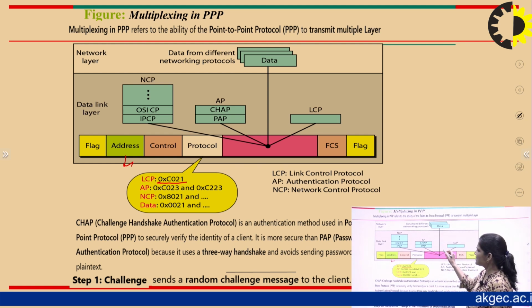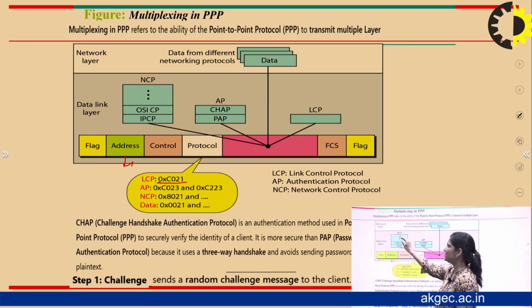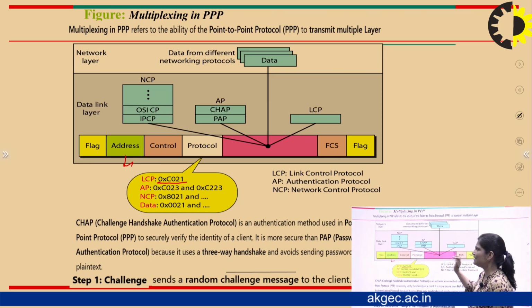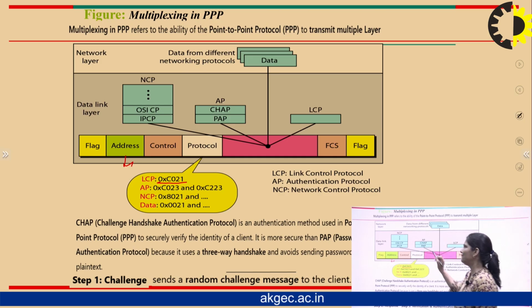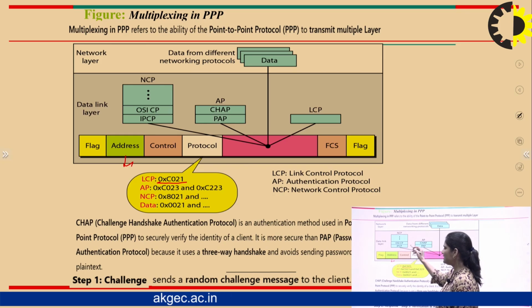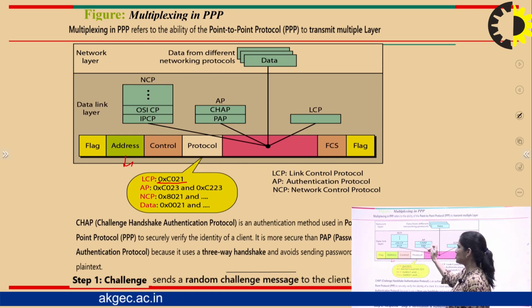Now here this is data. So this is also classified into NCP, AP and LCP. These are the fields in NCP, AP and LCP. So what do you mean by this? If we are discussing each one, what do you mean by CHAP? What do you mean by PAP?